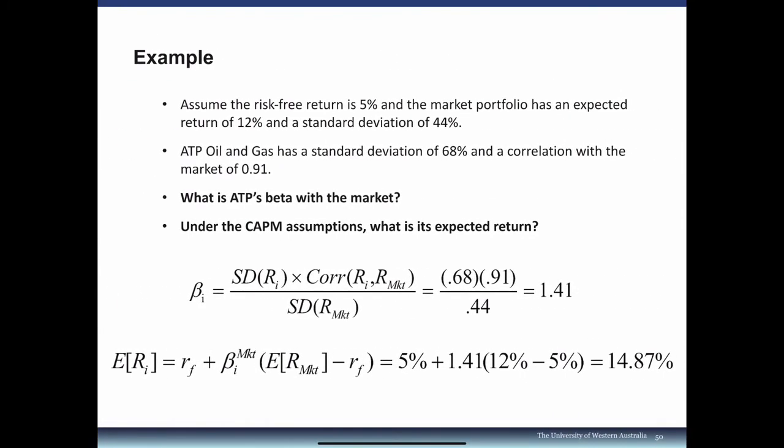And the rest is very straightforward, really. In terms of the numerical questions related to these two weeks, they're very straightforward. So let's say here, assume the risk-free return is 5%, the market portfolio has an expected return of 12% and a standard deviation of 44%. ATP Oil and Gas has a standard deviation of 68% and a correlation with the market of 0.91. What is ATP's beta with the market? Using the formula, beta equals standard deviation times correlation divided by the standard deviation of the market. That gives you 0.68 times 0.91 divided by the market standard deviation 0.44, which is 1.41.